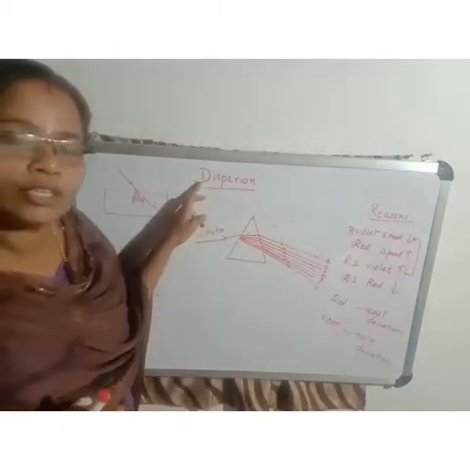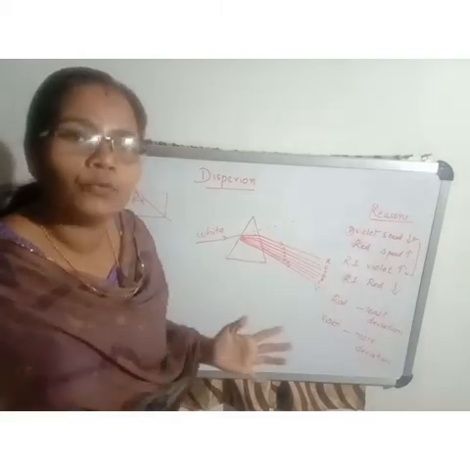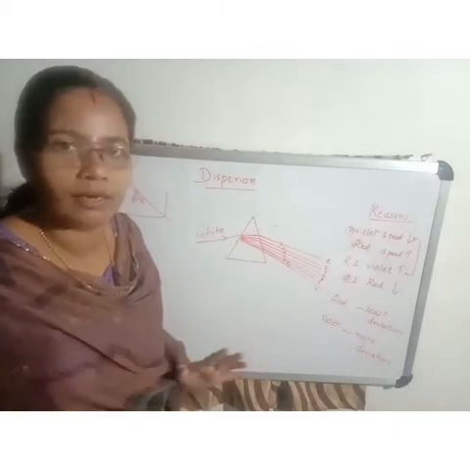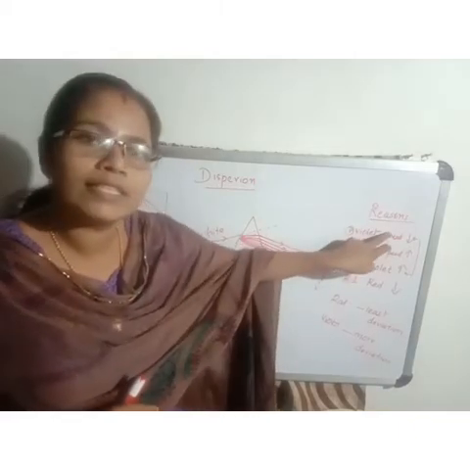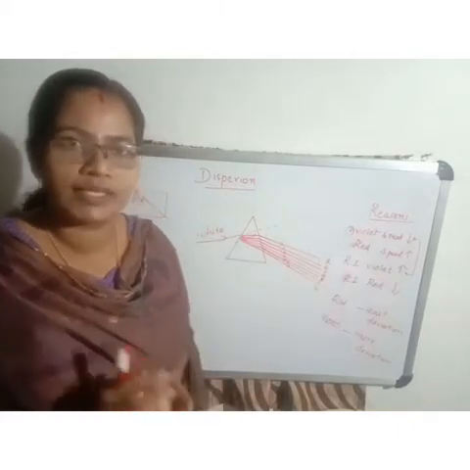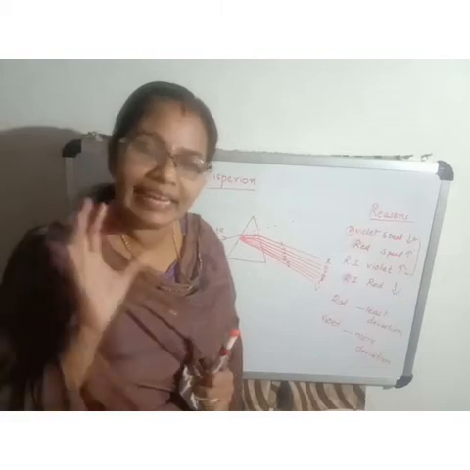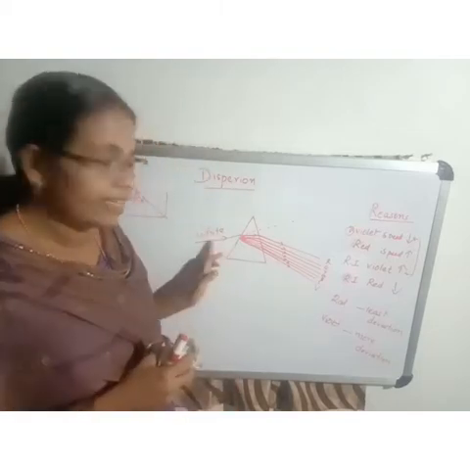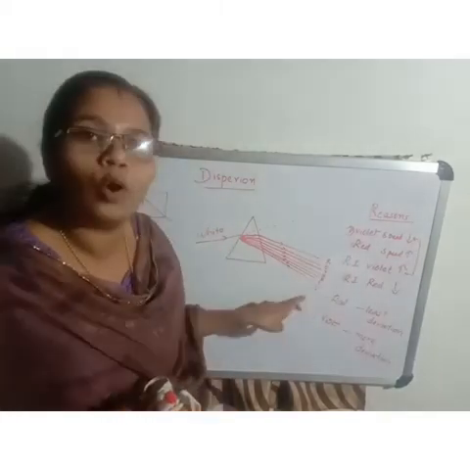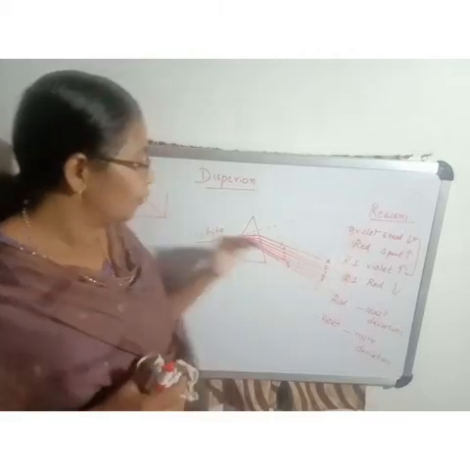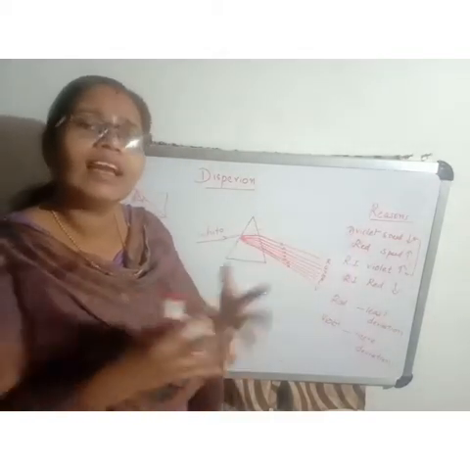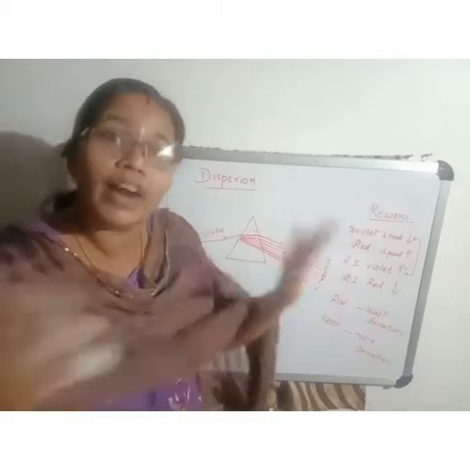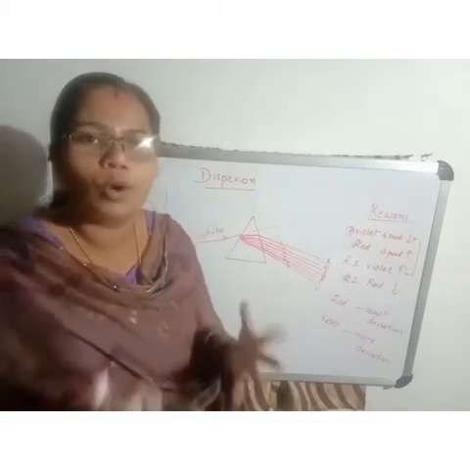So dispersion is actually the splitting of white light into component colors. The reason is mainly the difference in speed and refractive index. Actually we know white light is made up of the mixing of all these colors. So when we pass the white light through a prism, it divides into the component colors because of all this.